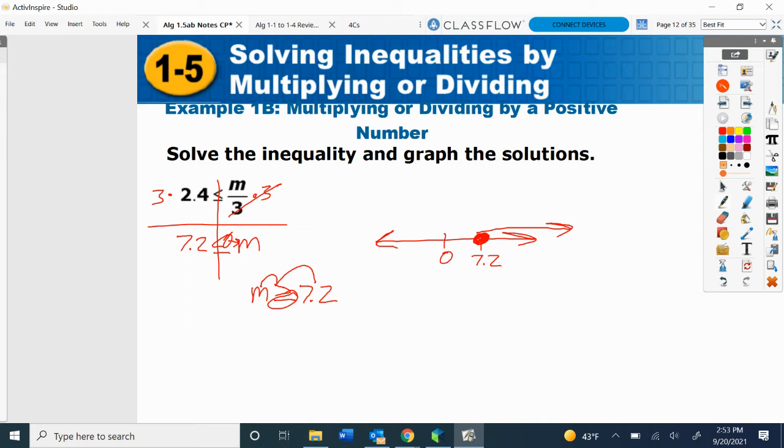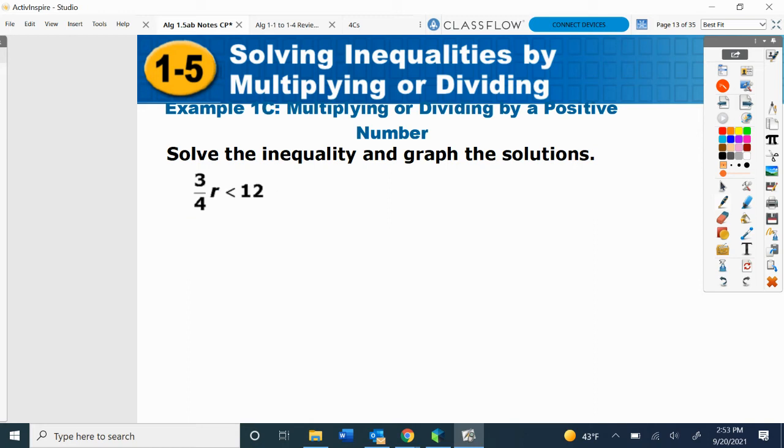Okay? Try some other ones here. Oh, we got this fraction here. 3/4 times r is less than 12. Okay, we're going to get rid of that fraction.